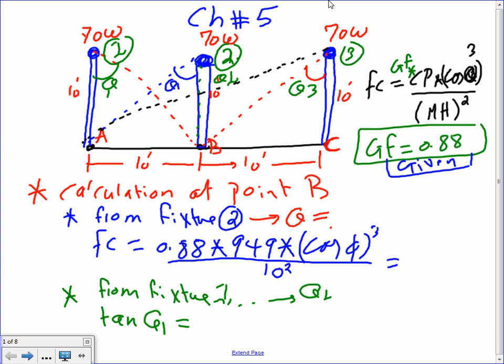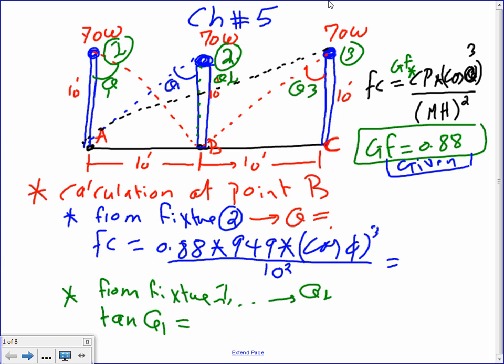If you understand the circumstances, then doing it becomes a piece of cake. The first thing I would like you to do is the calculation at point B. Everybody knows where point B goes here? Point B, right in the middle. I'm doing the calculation at point B, right in the middle.